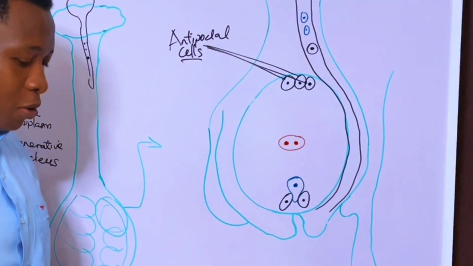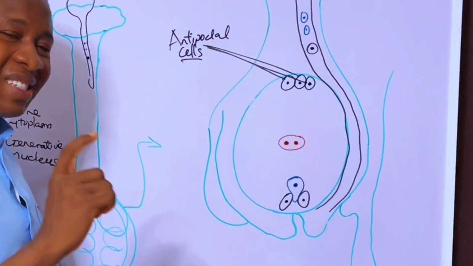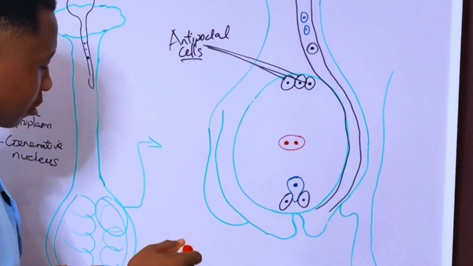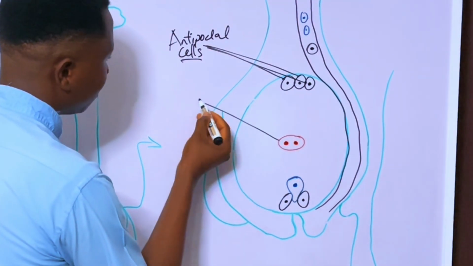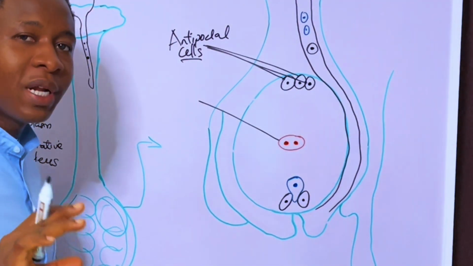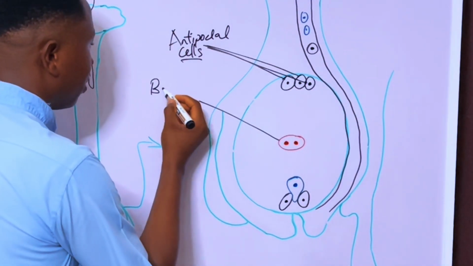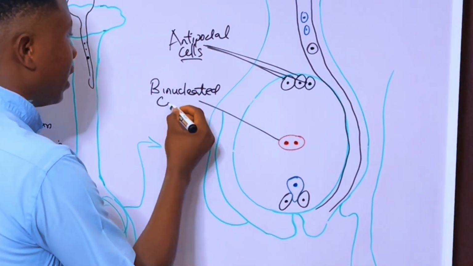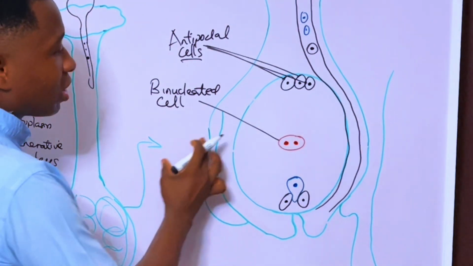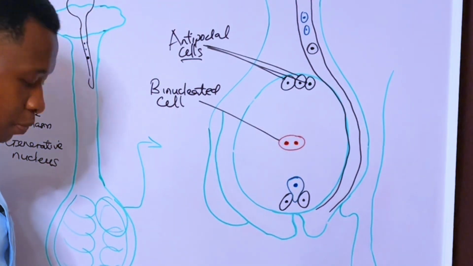This central cell is called the central cell. Or you can call it binucleated cell, because it has two nuclei.